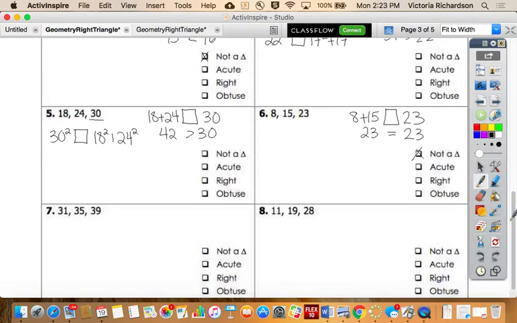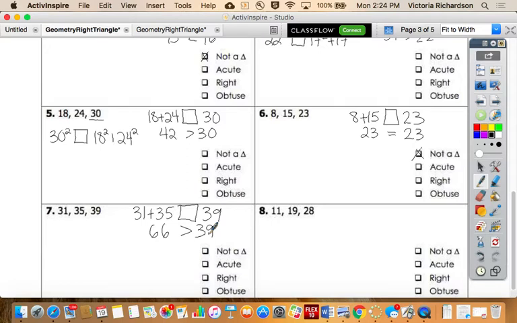Number 7. First things first, check to see if it's a triangle. So 31 plus 35. And we're going to compare that to 39. And this gives you 66, which is indeed greater than 39. So this is a triangle. So then you need to go on and check to see if it's acute, right, or obtuse. And then I'm going to let you work number 8 on your own.